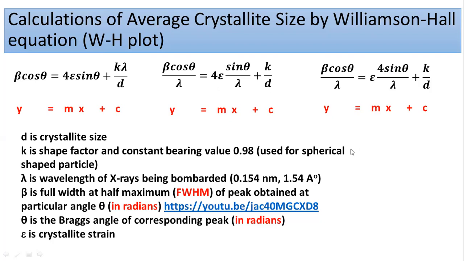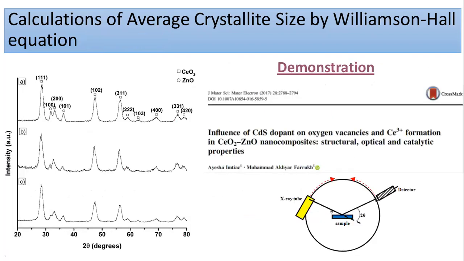So now I'm going to use the data to calculate the average crystallite size by the Williamson-Hall equation. This is the data of the XRD pattern of these two metal oxides, cerium oxide and zinc oxide. And again, this is our own paper, it is published, and if you want to get more information about the XRD or the other important calculations, you may visit this paper over here.